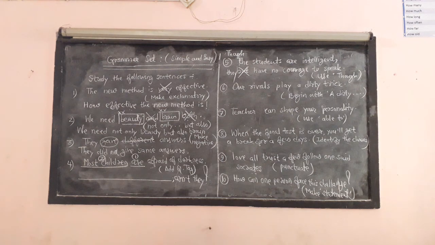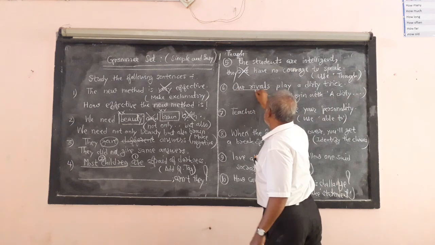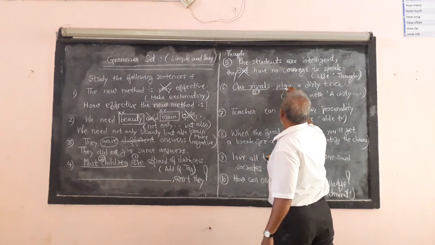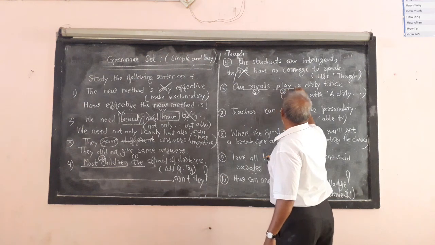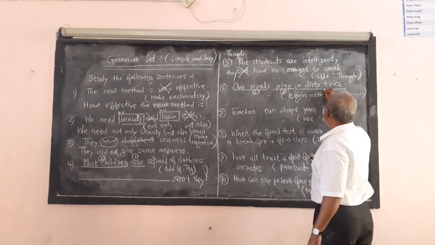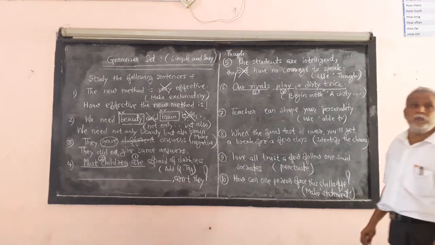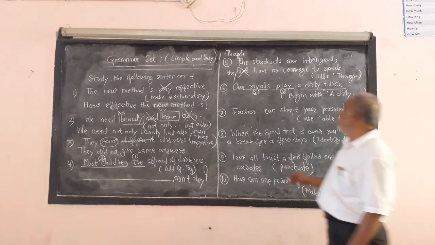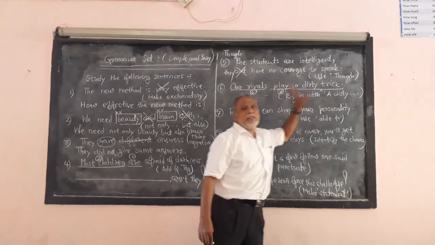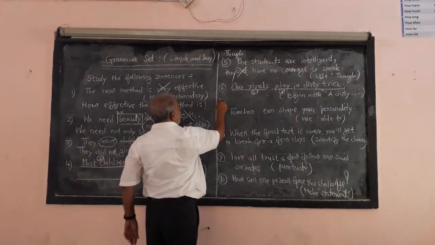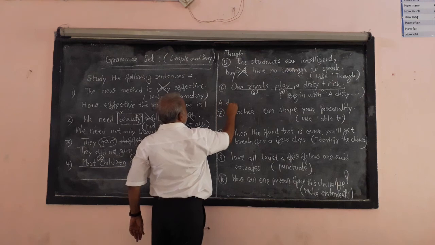Our rivals play a dirty trick. Begin with a dirty trick. Our rivals is the subject. Play is the verb. A dirty trick is the object. Now begin your sentence with the object, that is a dirty trick. See the instruction. Begin with a dirty trick. Let us start with a dirty trick.